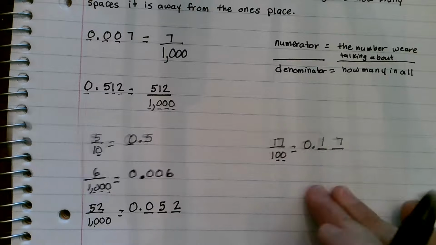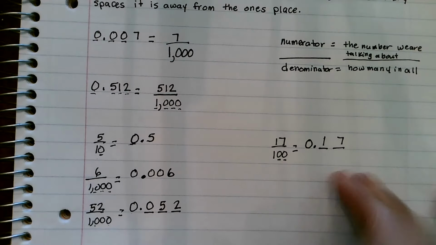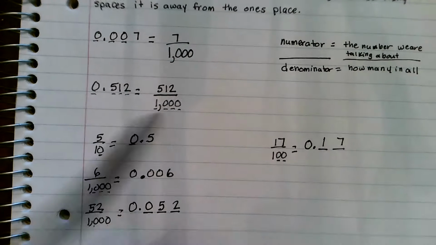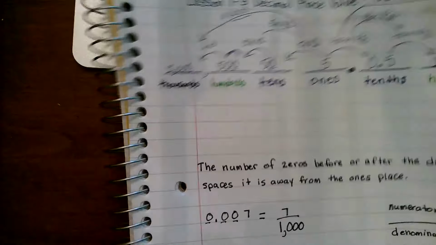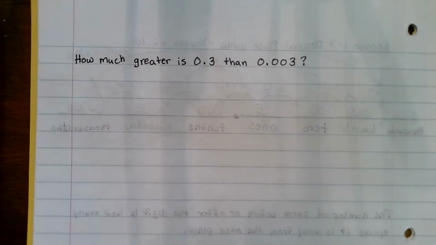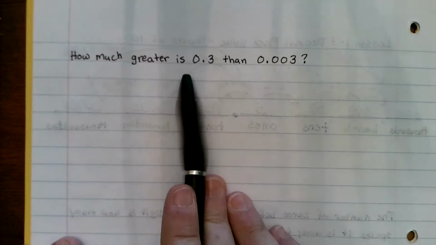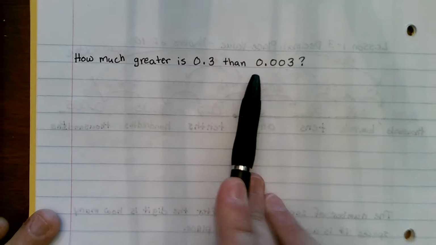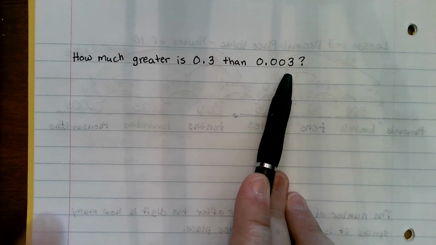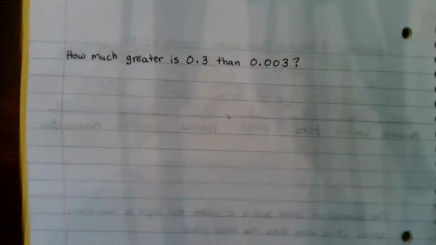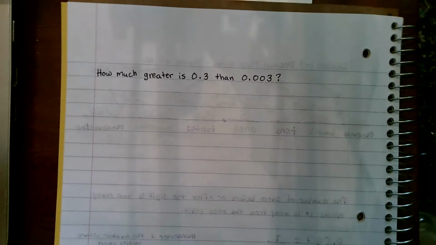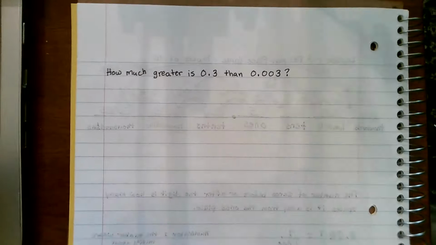Okay, so now that we've learned how to take it from a fraction to a decimal and a decimal to a fraction, I want to talk about that place value just a little bit more. So I'm going to turn my page over. And I want to know, you can't see it, how much greater is 0.3 than 0.003? Okay, so I'm going to use my place value blocks for this one. I'm going to bring this up just a little bit so that you'll be able to see my place value blocks better.